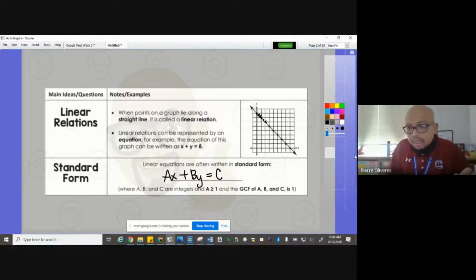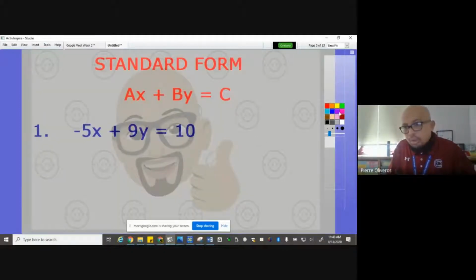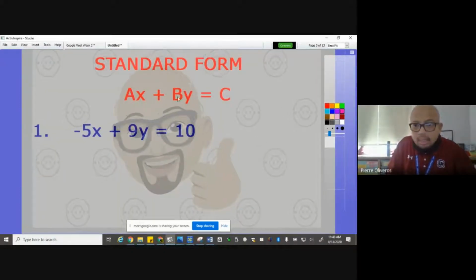But the idea here is that a must be greater than or equal to 1. It could be 1, 2, 3, 4. It cannot be a negative number, or anything smaller than 1. Well, b and c have to be integers. Like I said, no fraction, no decimal for all of them. And that's how you write standard form. So again, a has to be positive, and a, b, and c have to be all integers.